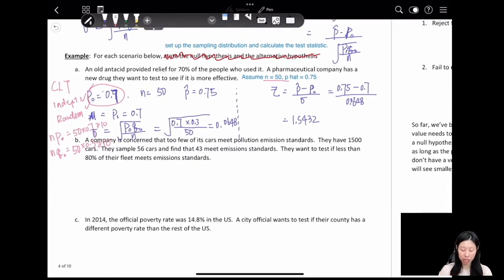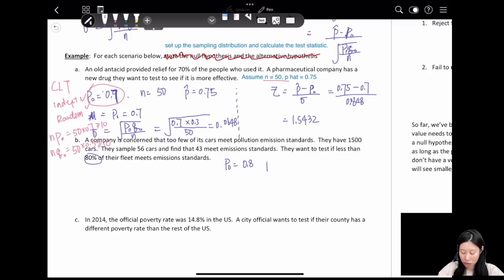B, a company is concerned that too few of the cars meet the pollution emission standard. They have 1,500 cars. They sample 56 cars and found that 43 meet the emission standards. They want to test if less than 80% of the fleet meets the emission standard. The first step is you try to identify the important information. So let's take a look. 80% is our null hypothesis, which is our assumption that 80% of the cars meet the standard.